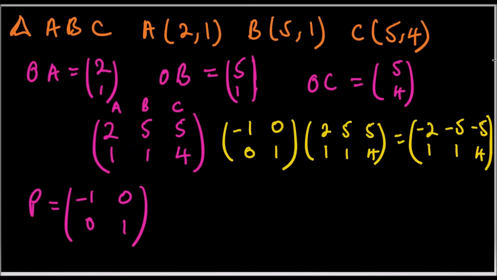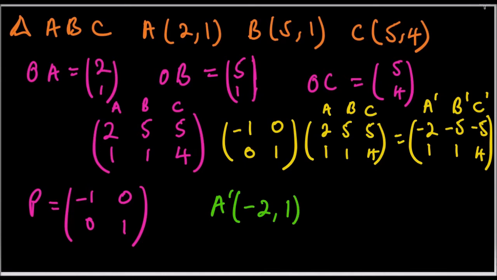We can say, since we had already identified this is our A, this is our B, and this is our C, and now we have gotten new vertices, we can name these A prime, B prime and C prime. Therefore we can write the coordinates of A prime. It is minus 2, 1. The coordinates of B prime are minus 5 and 1, and the coordinates of C prime are minus 5 and 4. So those are the coordinates.